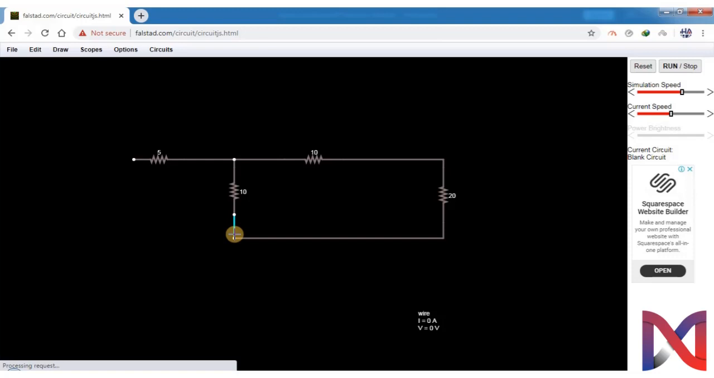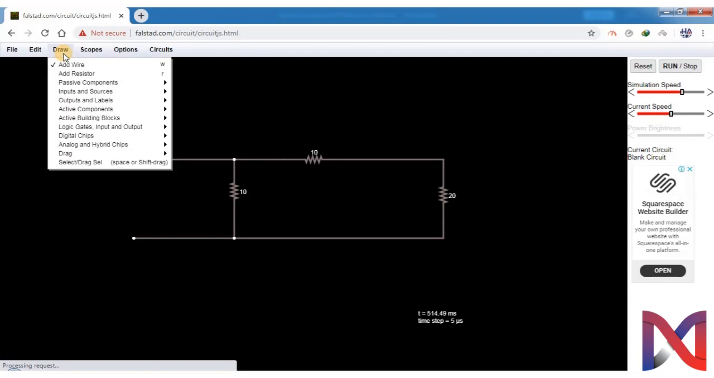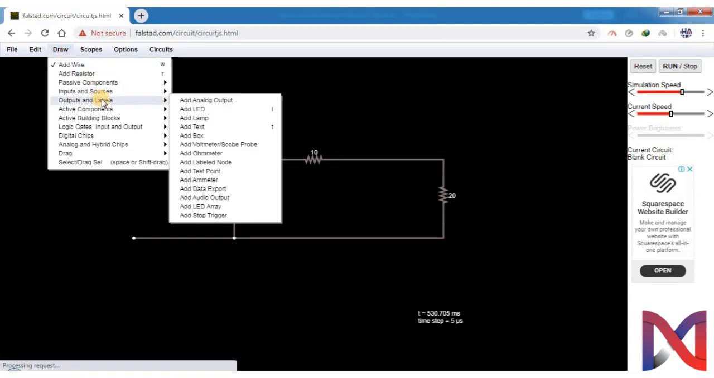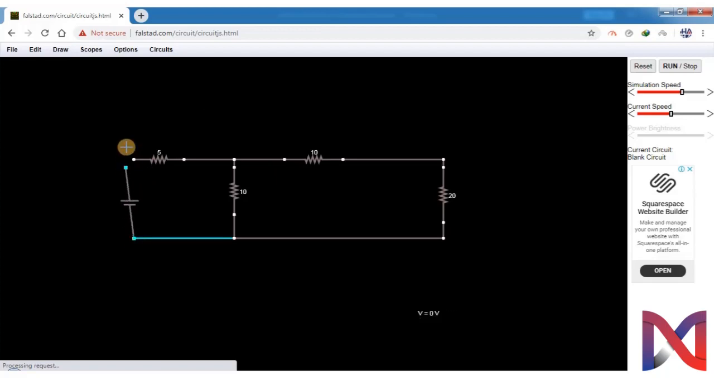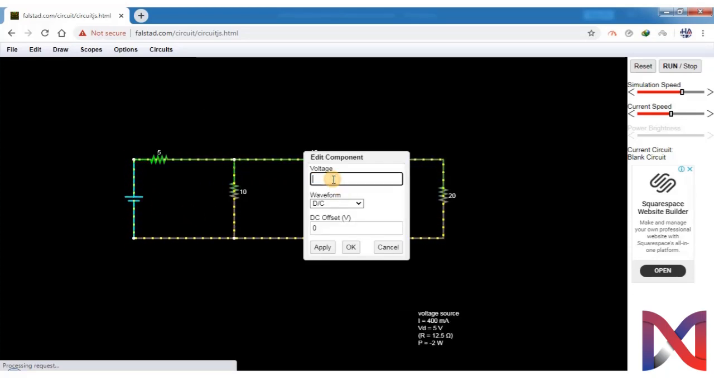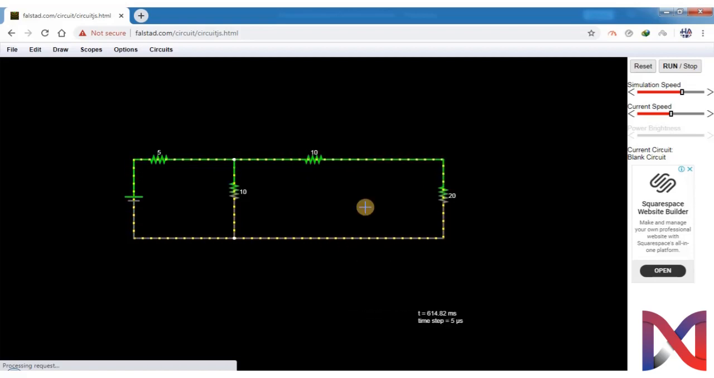Our circuit is now connected. We will place a long wire here for the connection of the voltage source. Now what we will do is go and place our voltage source from input in sources. Our voltage source was of 20 volts. Now our circuit is complete except that we have to place our current source.